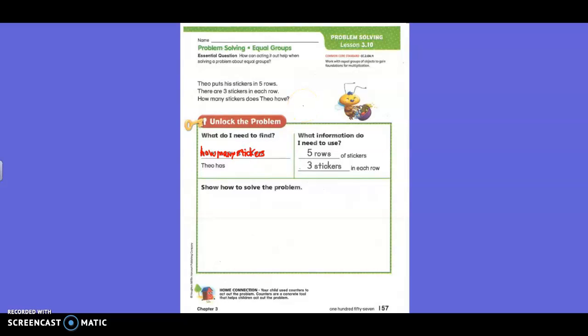Okay. Now, what information should we use? I know it already kind of gives us the answer, but let's go through it. Isaac, what does it want to use? Yes, you know that there are 5 rows.